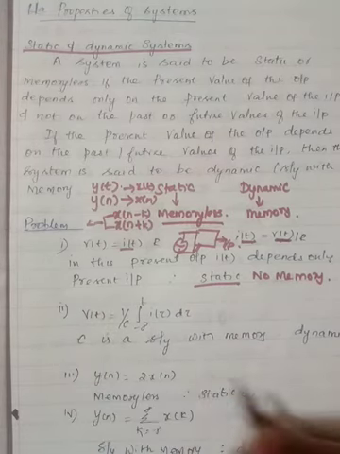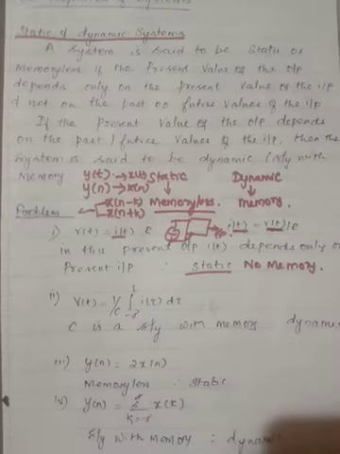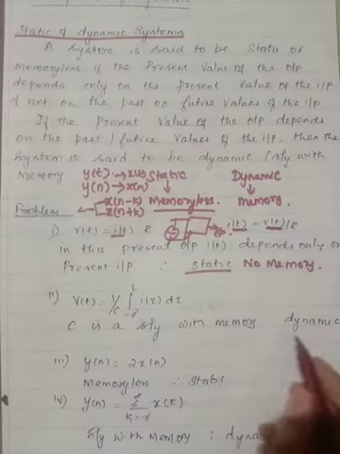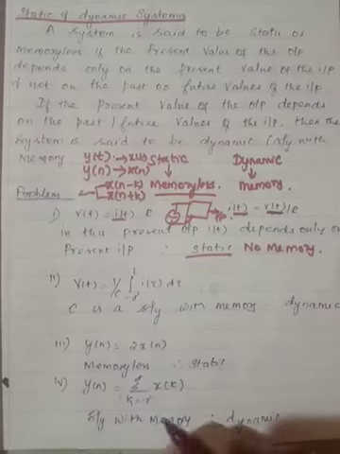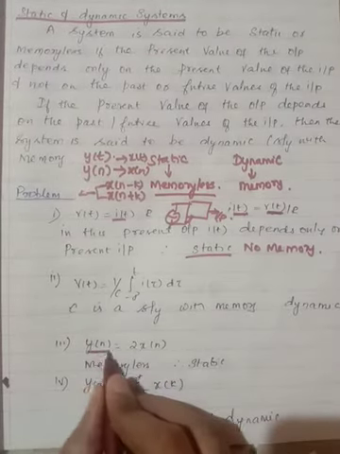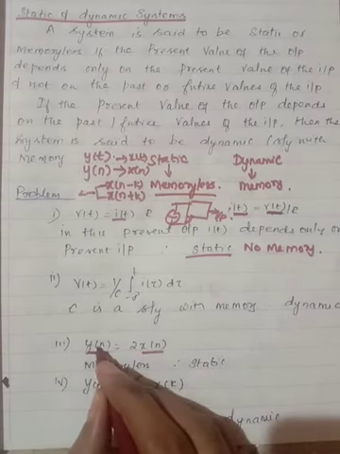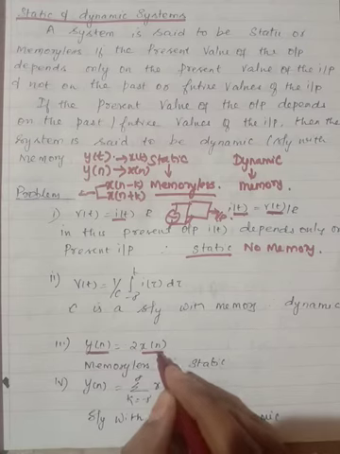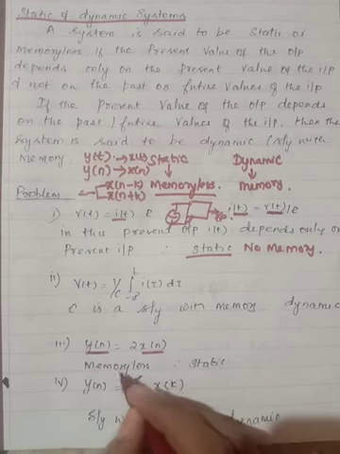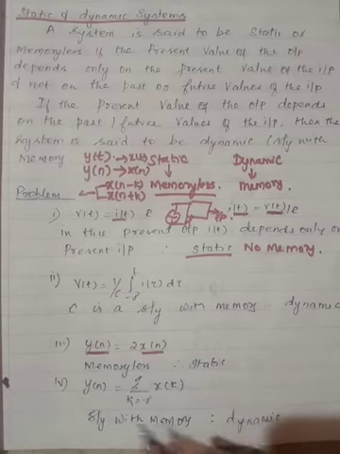So you know that a capacitor is a system that stores charges, so it needs memory. So it is a dynamic system. Next one, consider y of n is equal to 2x of n. Here the output is y of n and the input is x of n. This output y of n depends only on the present input x of n. So it is a memoryless system, hence it is said to be a static system.